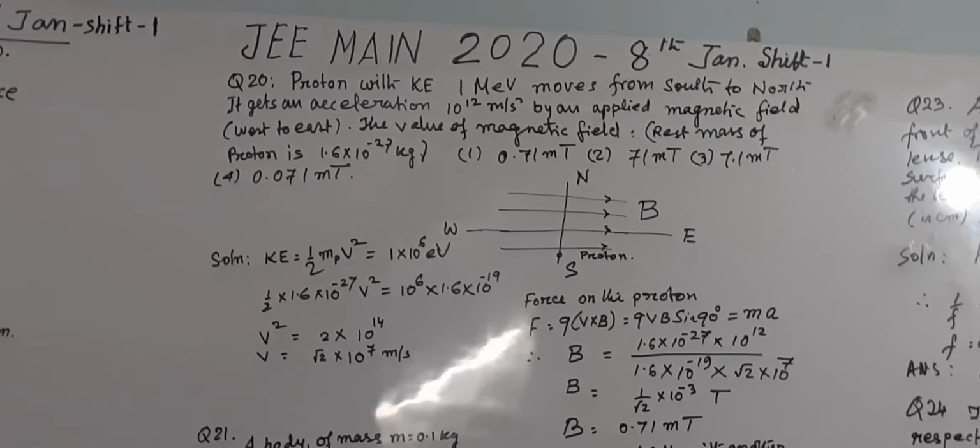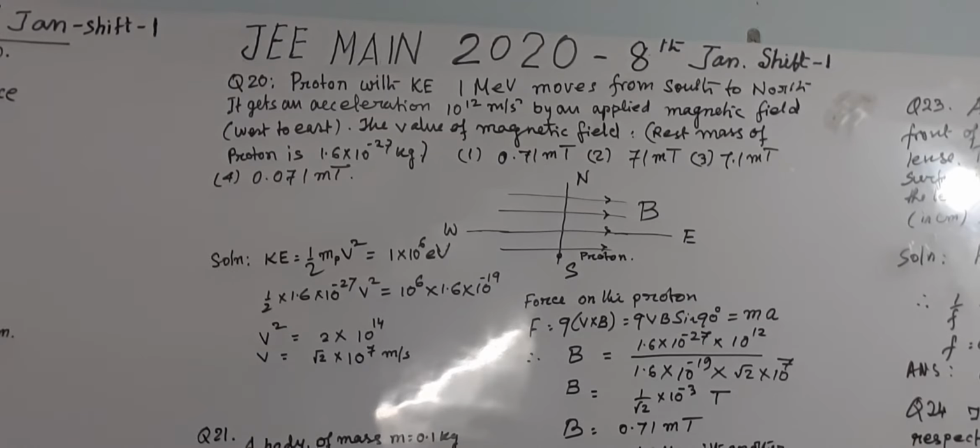There are four choices. Rest mass of proton is given as 1.6 × 10 to the minus 27 kg. We know kinetic energy equal to half mass of proton times v square, which is provided as 1 into 10 to the power 6 electron volt. From here we can find out v equal to root 2 into 10 to the power 7 meter per second. Now as we know, force on a charged particle in presence of a magnetic field, F equal to Q v cross B, and that is equal to Q v B sine 90 degree equal to mass into acceleration. From here we can find out B will be 0.71 milli Tesla.